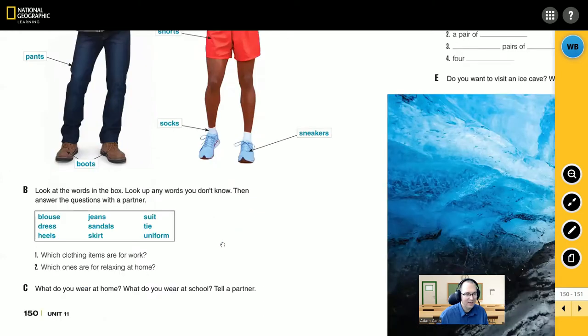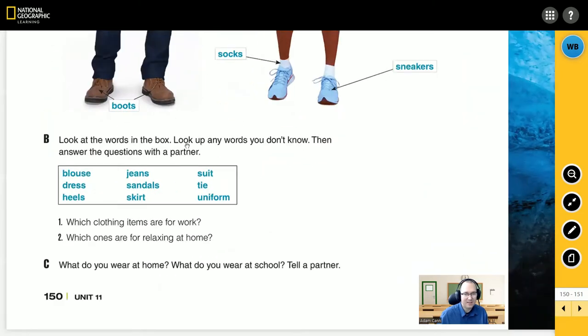Okay, now here, look at the words in the box. Look up any words you don't know. Well, we've got the subtitles here. I'll do the pronunciation, you check the words. Okay, so starting with the clothes, we can say blouse, dress, heels, jeans, sandals, skirt, suit, tie, and uniform.